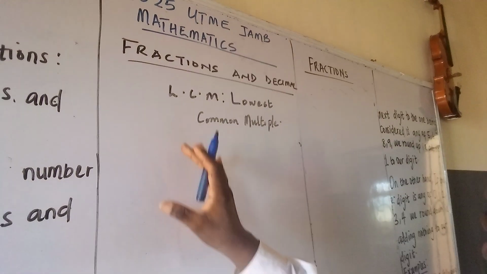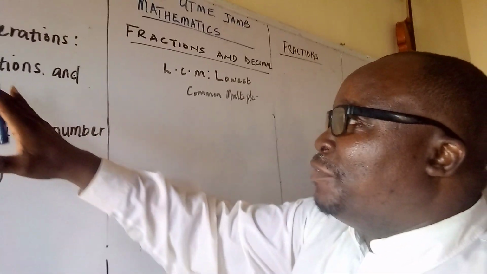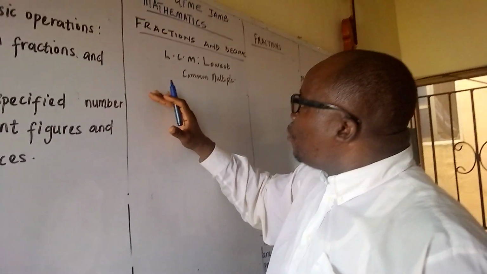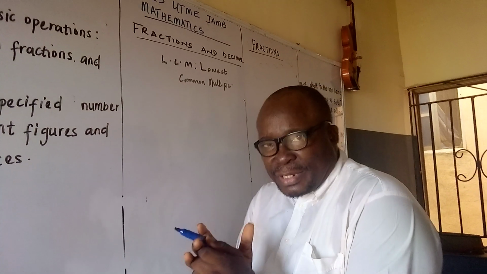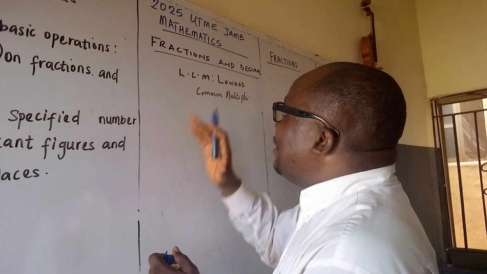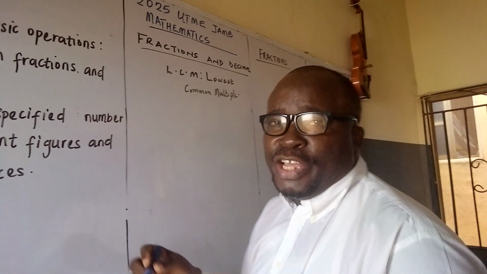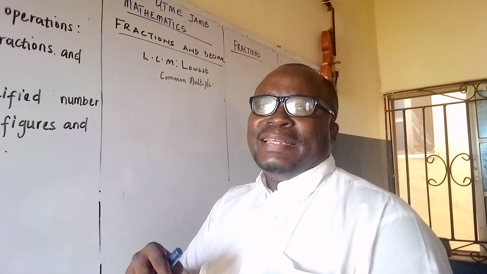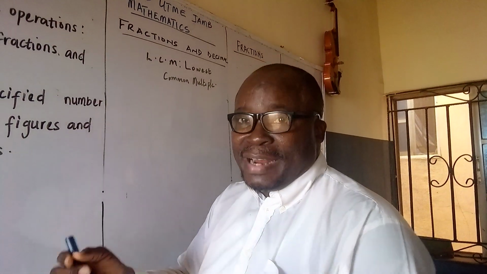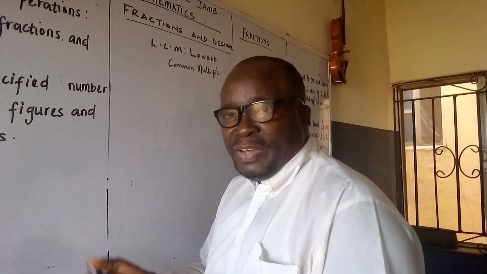What does it mean? Because before we can solve any of the basic operations of fractions, we must be able to find the LCM of given denominators in that given fraction, whether the fraction is in algebraic or in numerals. Algebraic means it has unknowns, or it's in numerals, meaning it has no unknown variable.